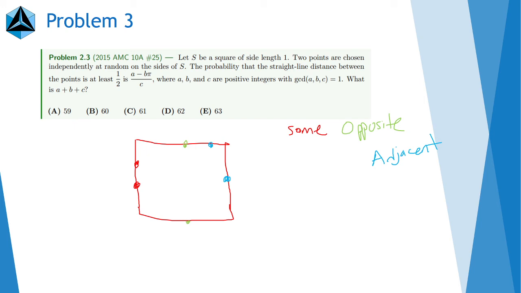And we'll see what the probability is for each case occurring. Let's say you fix a point here. Since they're chosen independently, the probability that the next point is going to be on the same side is 1/4, because only one side works out of the four. Opposite side has a probability of 1/4 as well, because there's only one opposite side to the point you fix, which is this side.